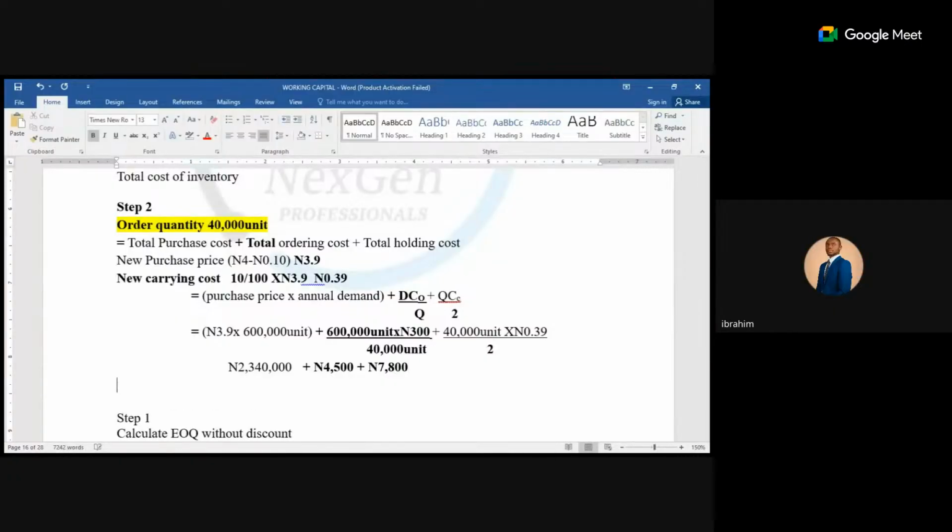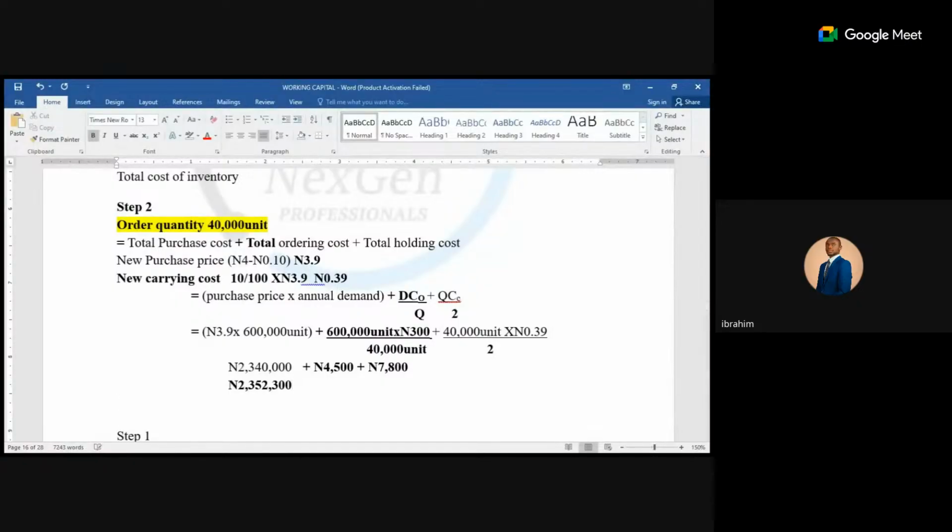So what is the total cost? 2,352,300. Okay, this will be the cost for the 40. When you order 40,000 quantity, you will incur this, and they will give you a discount. Your new purchase price will be this. Your new carrying cost will be this, right?